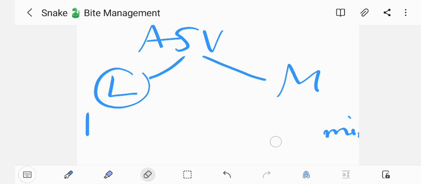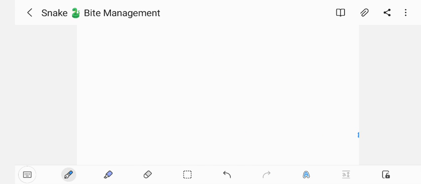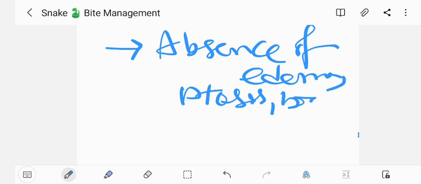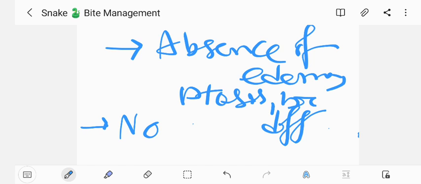Signs of improvement are absence of edema, ptosis, and breathing difficulty, or, in case of a hemotoxic snake bite, no oozing of blood. These are the clinical signs of improvement. Then stop giving anti-snake venom.